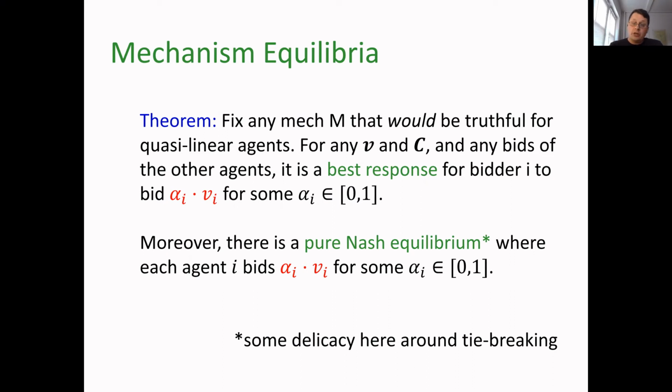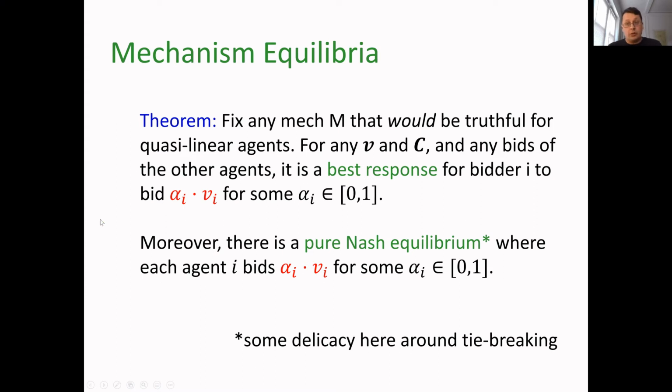So again, our main characterization result is that we fix any mechanism that would be truthful for quasi-linear agents. Then for any setting of the valuation functions v, and any choice of the cost of money curve c, which could be different for different agents, take any agent i and look at any setting of the bids of the others. Then there's always a best response for bidder i, which takes their valuation function v_i and scales it by some scalar multiple alpha_i between 0 and 1. So they always scale their values down. They could choose alpha equals 1, in which case they don't scale down at all, but it could also be less than 1. I want to point out that v_i is a function, and alpha_i is a scalar.